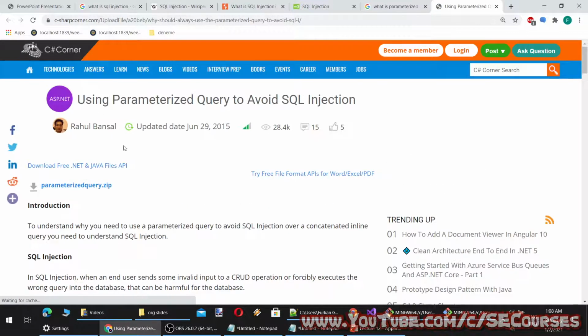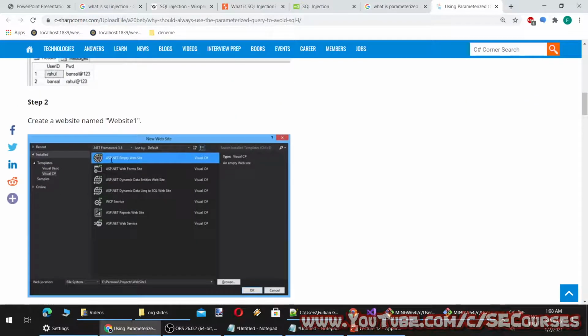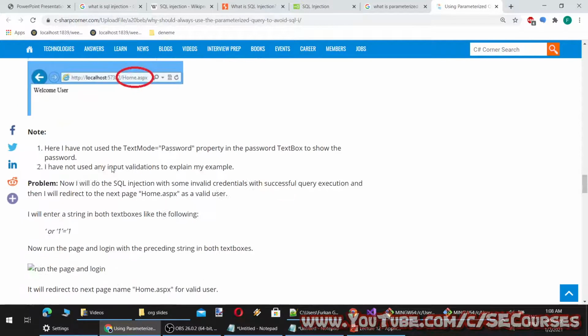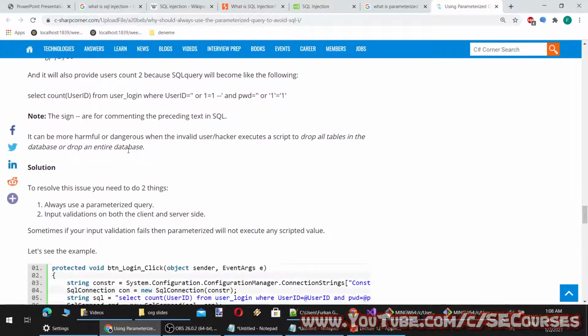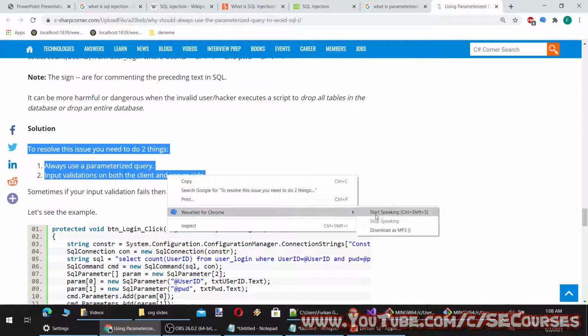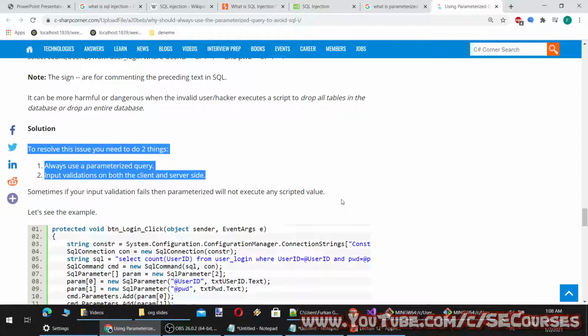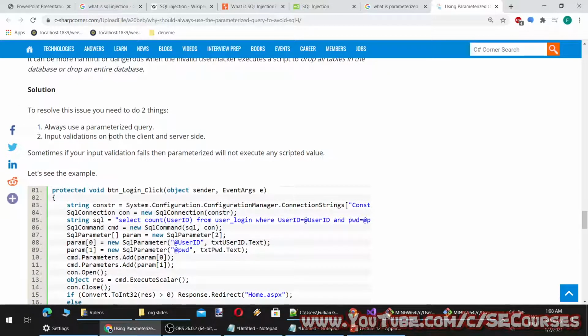Okay, it explains how it works. Okay, so the solution is, to resolve this issue you need to do 2 things. Always use a parameterized query. Input validations on both the client and server side. Okay, both means that you should never trust the client side. Therefore, you have to sanitize your data and check whether your data is valid or not at the server side as well. If you are expecting a user ID, then you can simply check whether the input entered by the client is an integer, or let's say numeric, or not at the server side. This check would prevent all kinds of attacks.